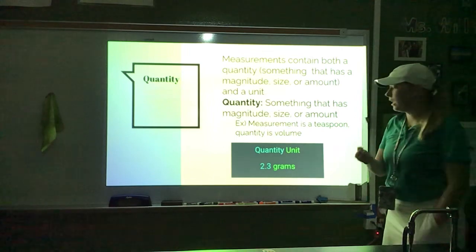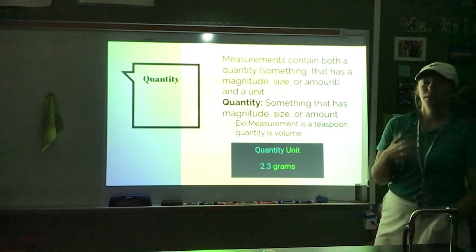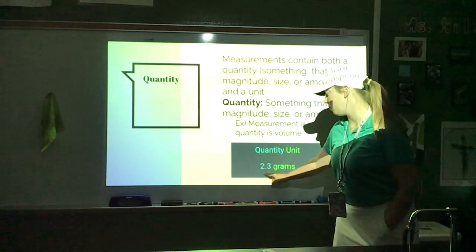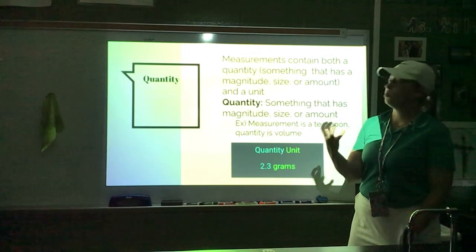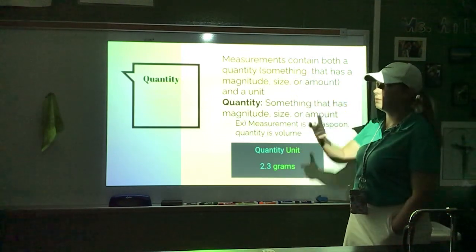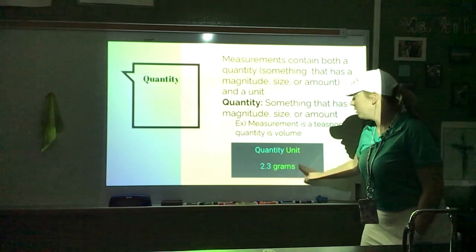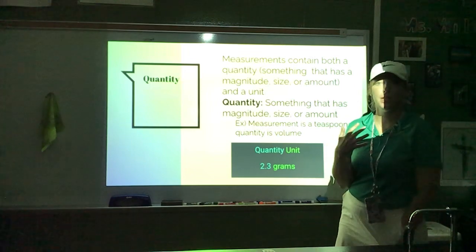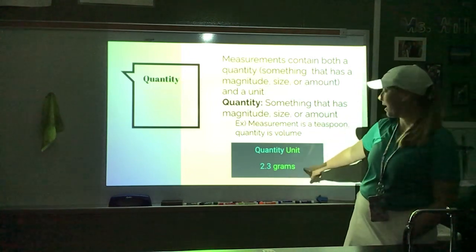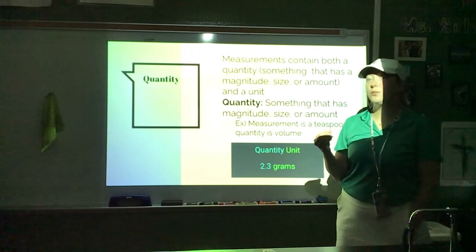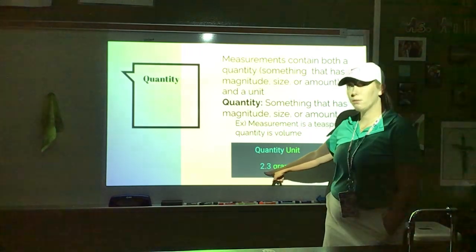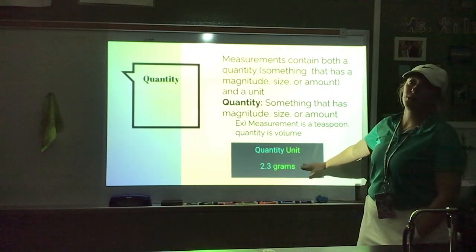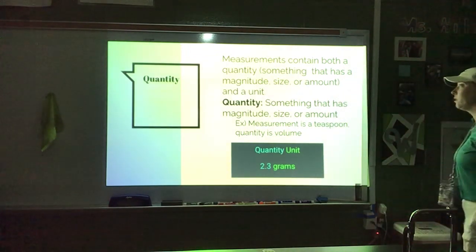Same thing when we're measuring in grams. We're measuring the mass of something, how much matter is in that object. So the quantity would be the number part, 2.3. So it has 2.3 amount of whatever. Then your unit has to be behind it, because that explains what type of quantity it is. Is it a volume? Is it a mass? We need to know those things because there's a big difference between 2.3 milliliters or liters or grams or kilograms. We have to know exactly what we're measuring and what we're dealing with at any time.